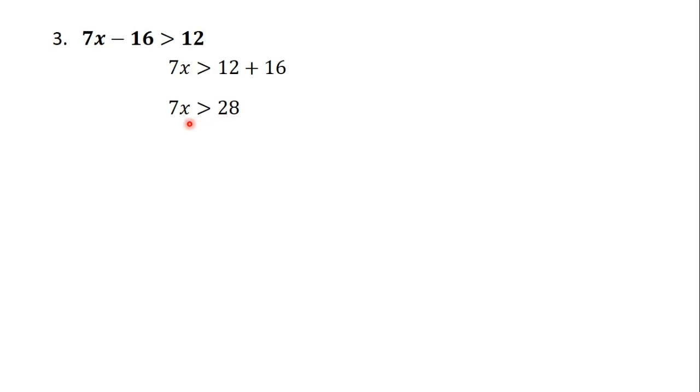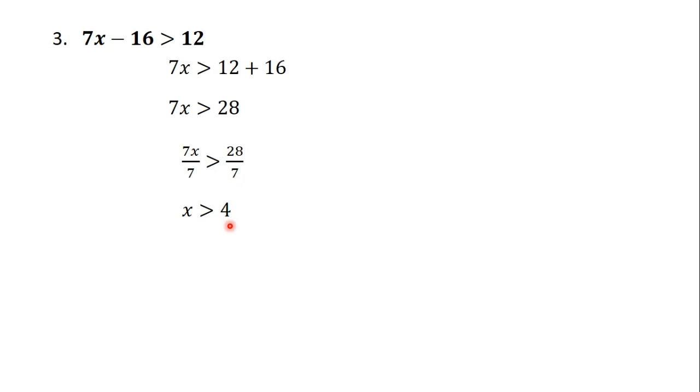When you get to this level, you divide through by the number attached to the variable. Here the number attached to x is 7. So you divide through by 7. We divide both sides by 7, so 7x divided by 7, 28 divided by 7. 7 will cancel 7, you will get x. 28 divided by 7 will give us 4.